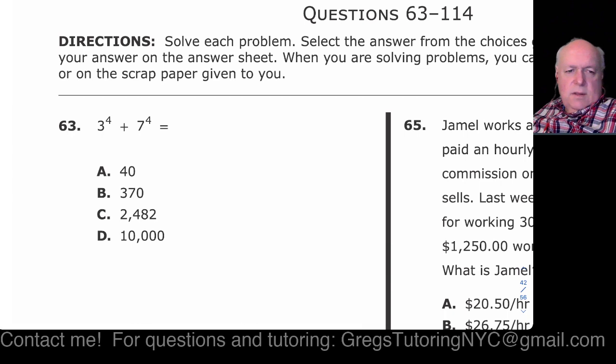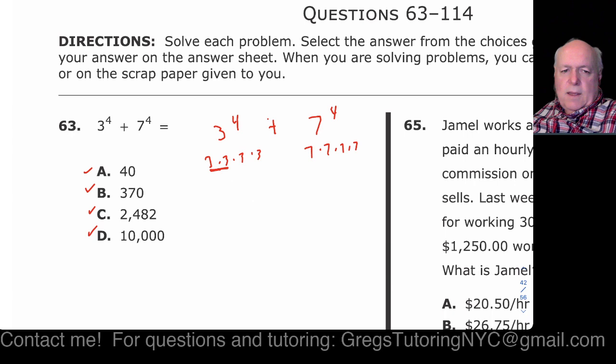You need to realize that 3 to the 4th is going to be 3 times 3 times 3 times 3, and that's being added to 7 to the 4th, which is 7 times 7 times 7 times 7, 4 times. Now, you don't really need to do all this. These answers are all far away from each other. So we know that 3 squared is 9, and this 3 squared is 9, so getting this 81 here is not so hard to do.